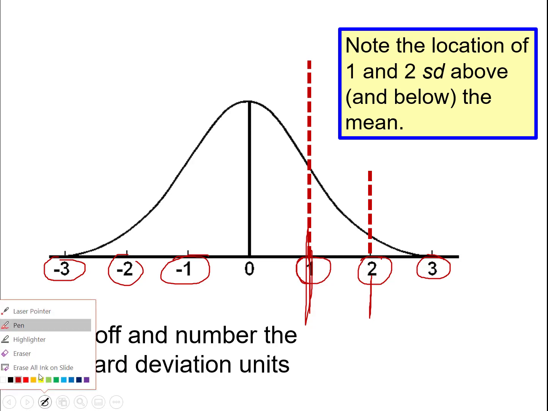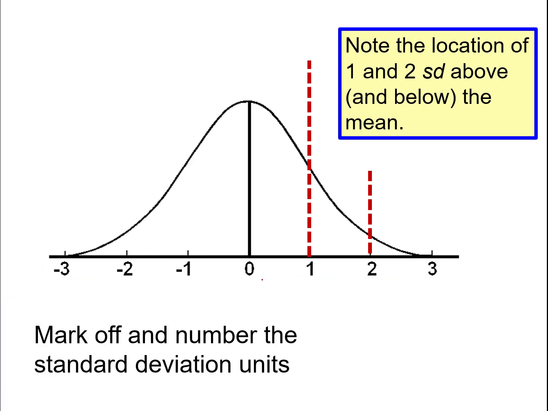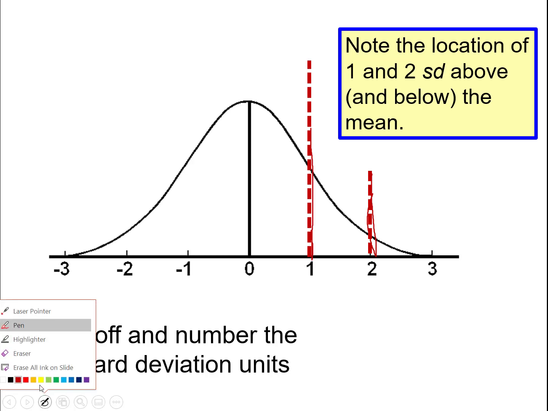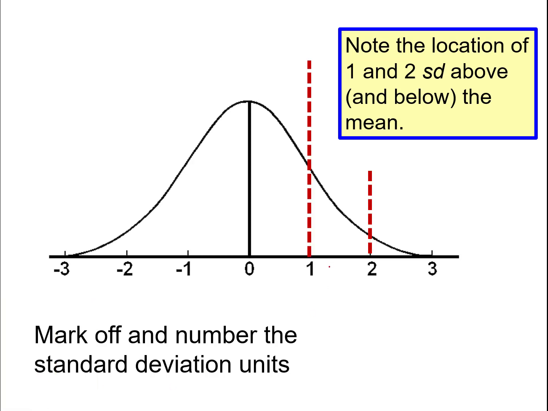You should be able to recognize where these standard deviation units are located along a normal distribution. You should be able to recognize the location of 1 standard deviation above the mean or 1 standard deviation below the mean on a normal distribution. And you should be able to recognize the location of 2 standard deviations above or below the mean on a normal distribution. I'll give you a few tips to help you recognize where these locations are.